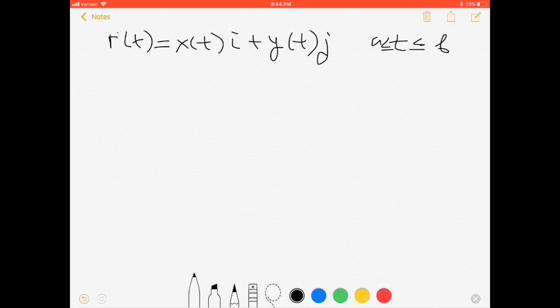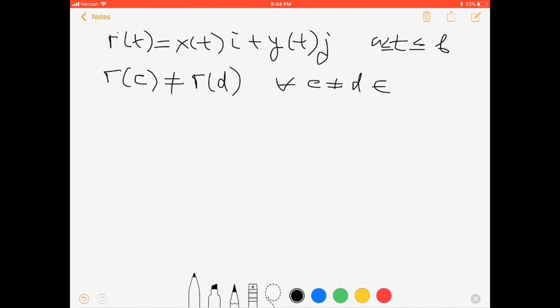This means r(c) is not equal to r(z) for any c not equal to z from the interval [a, b].